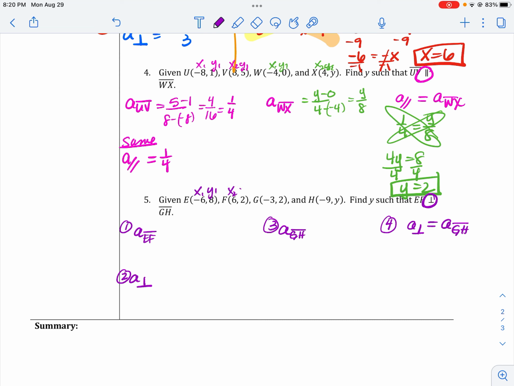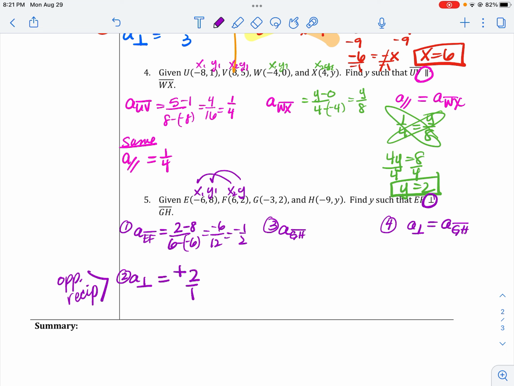x1, y1, x2, y2. Let's do the first one. So that's 2 minus 8 over 6 minus a negative 6. That's negative 6 over 12. That's negative 1/2. So I need the opposite reciprocal. That means that I change the sign and flip the fraction. I'm going to leave it as a fraction because our expression is going to be a fraction, so it just makes it easier. So then we move on to the next one.